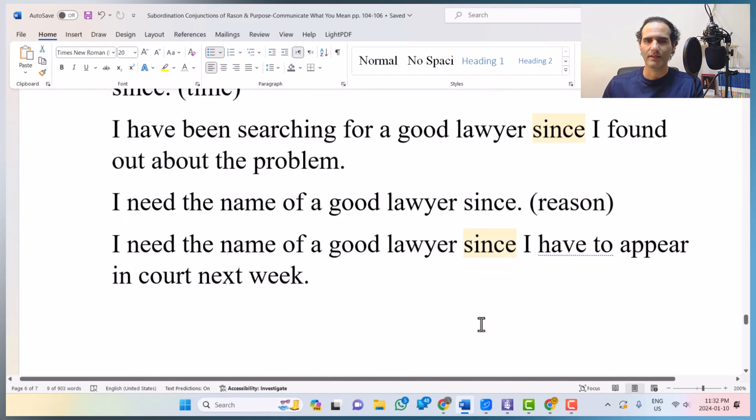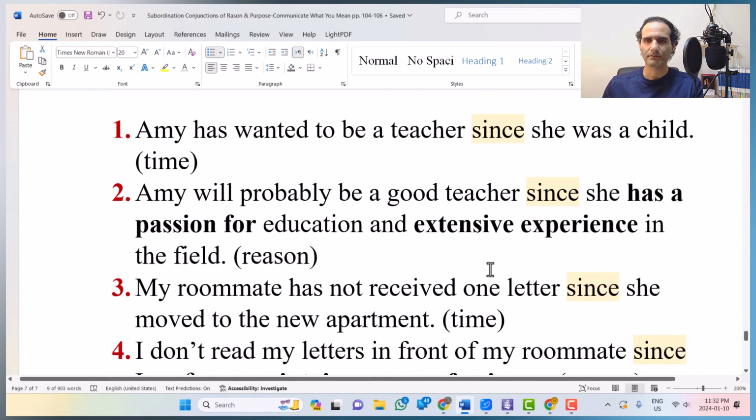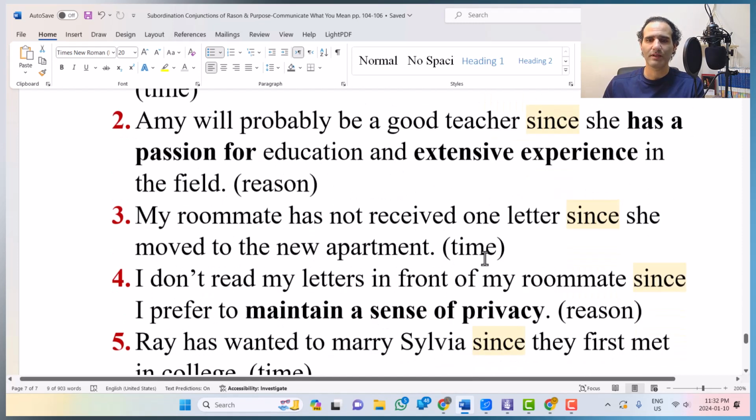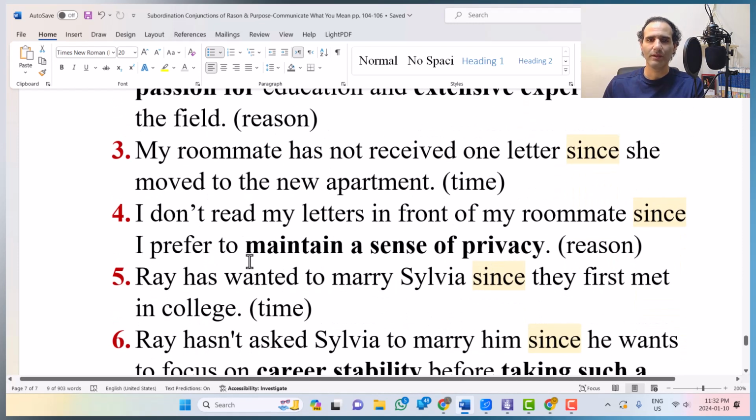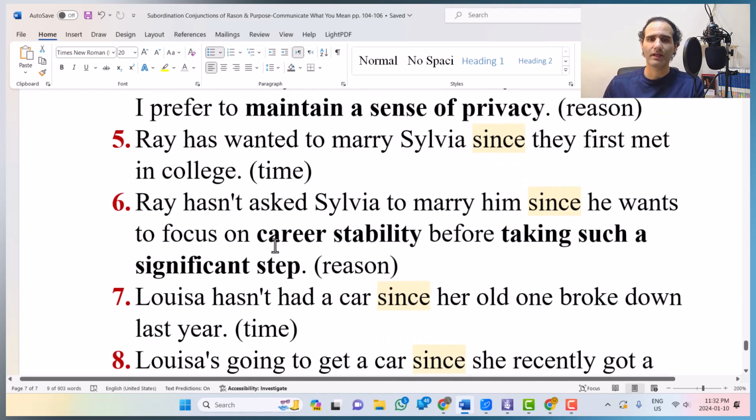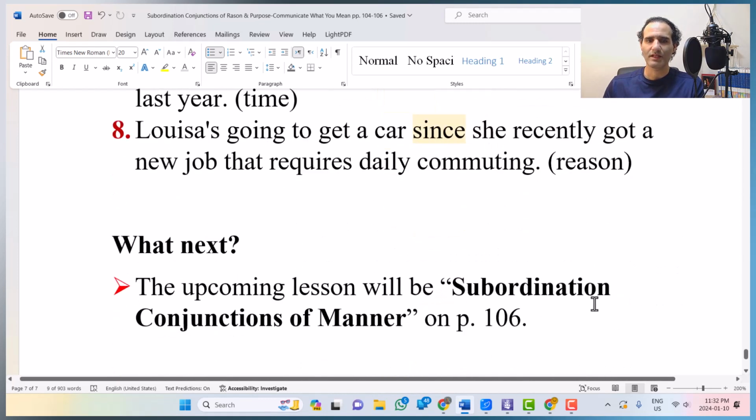And in this exercise, have a passion for something means to have a like or interest for something. Extensive experience, that was a beautiful collocation. Maintain a sense of privacy, that was beautiful. Career stability. Taking a step, taking a significant step, that was again beautiful.